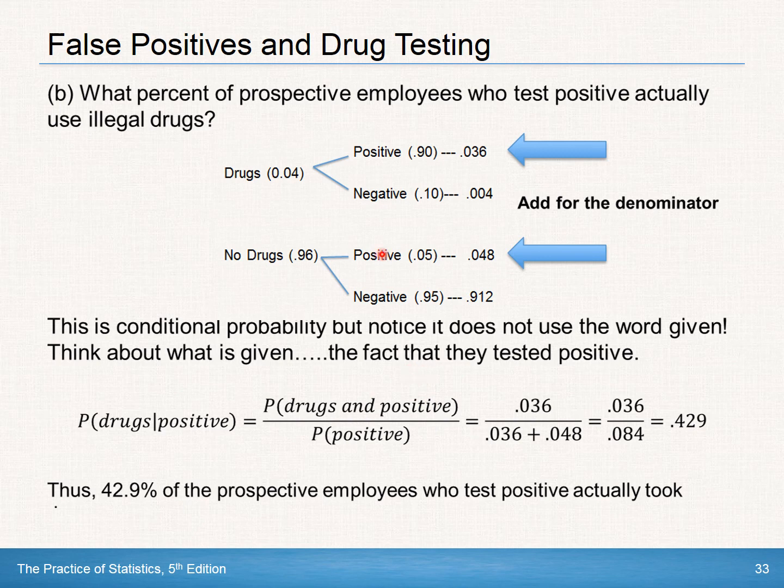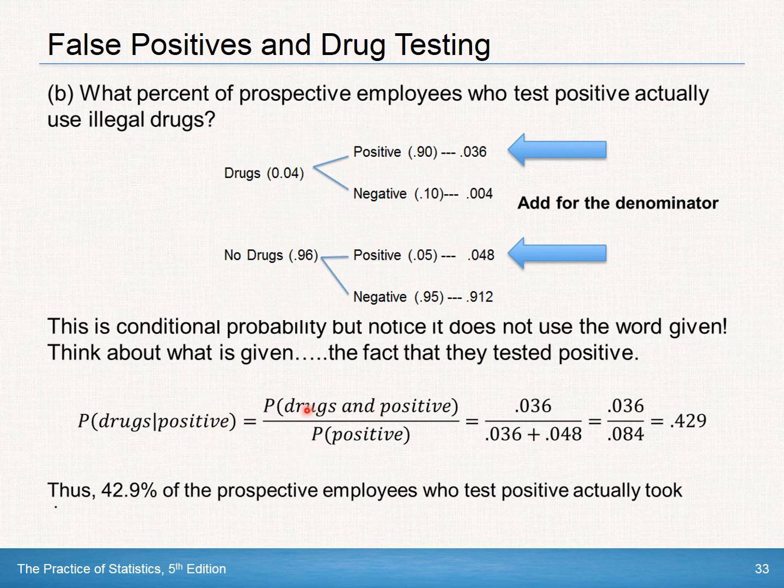Okay, what percent of prospective employees who test positive? Remember back to those couple words we talked about, who test positive, that's what we already know, actually use illegal drugs. So now I can write my conditional probability correctly. We already know that they tested positive, that's the given. So what's the probability that they took drugs given that they tested positive? Our conditional probability formula is both combined, drugs and positive, over what was given, probability of positive.